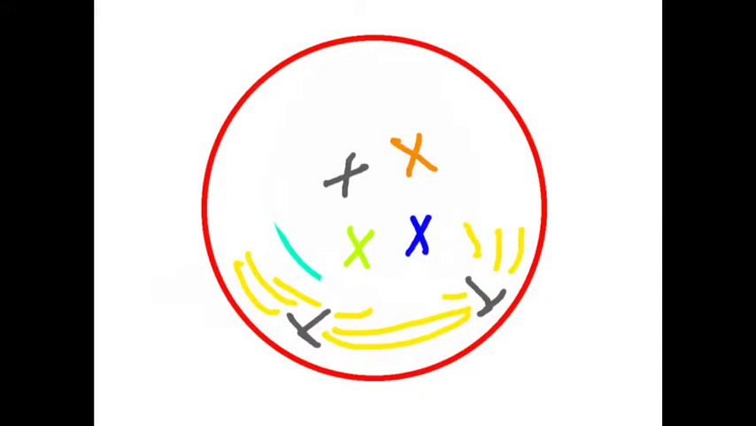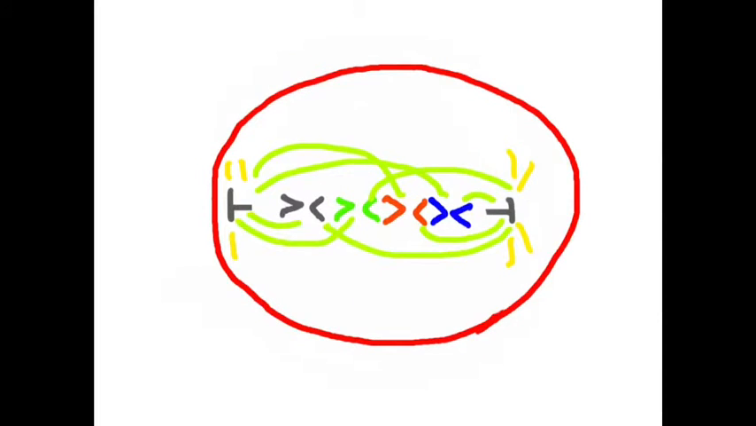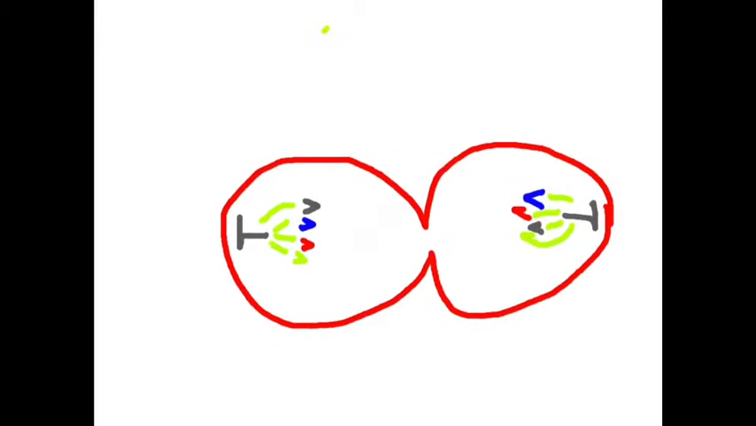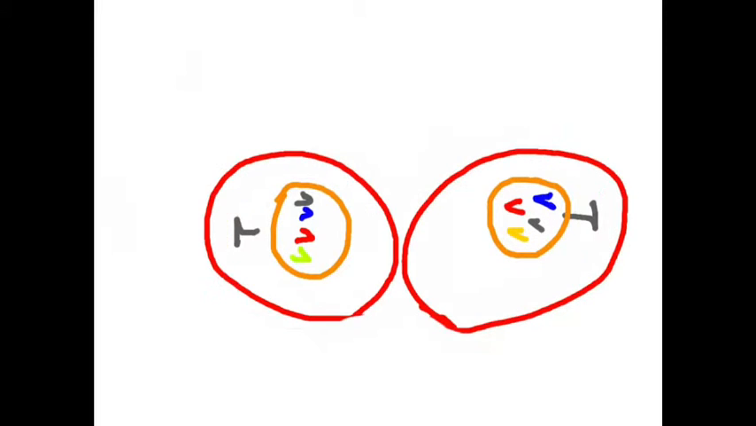And then telophase is where the microtubules begin to disappear, and then cell division slowly begins to happen, and the cell becomes elongated. And then you have cytokinesis, which is the very end when it's all finalized, and you have two daughter cells with each of the chromosomes of the mother cell.